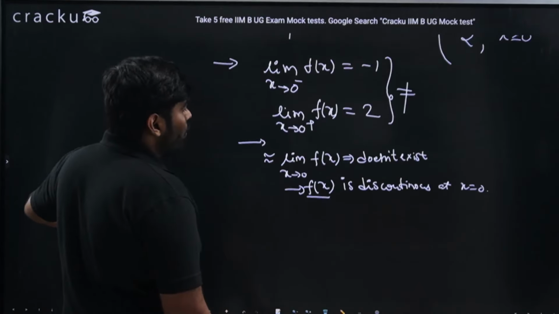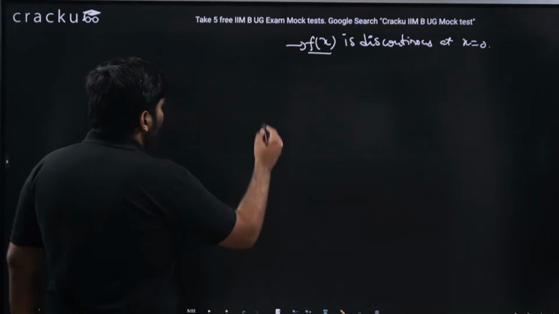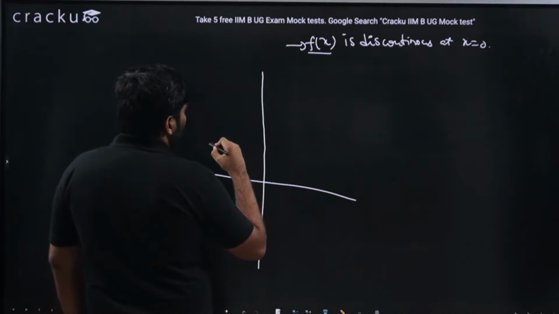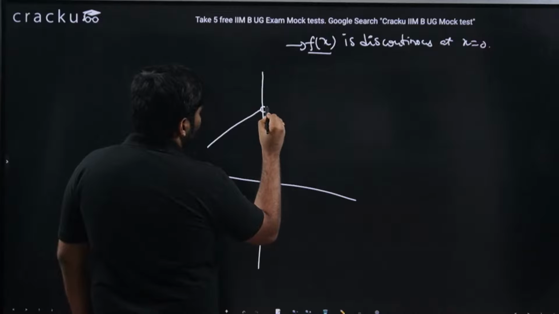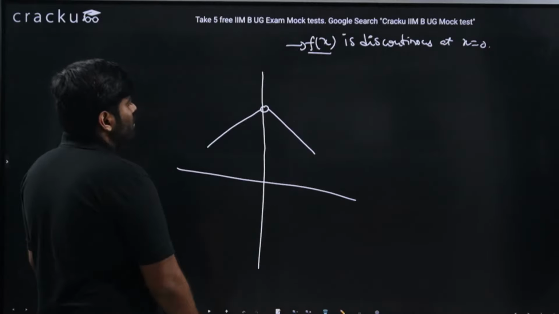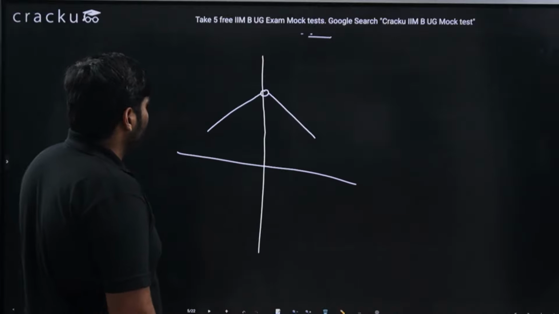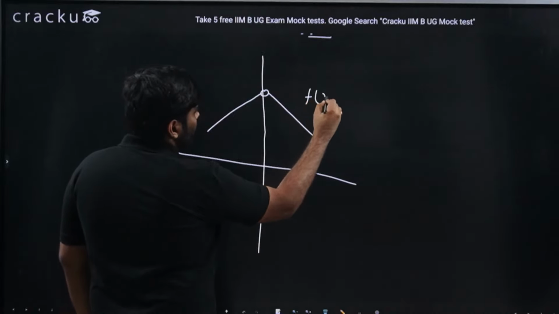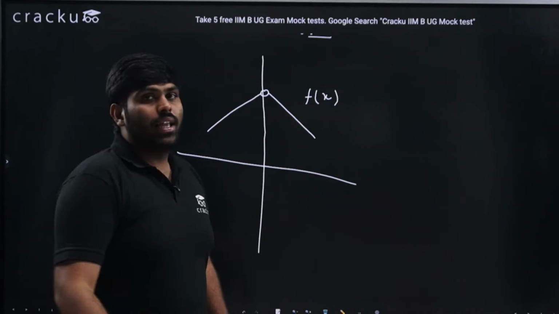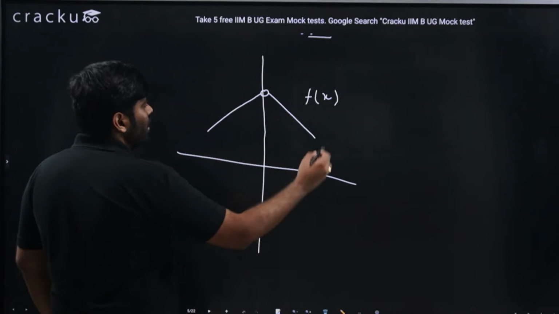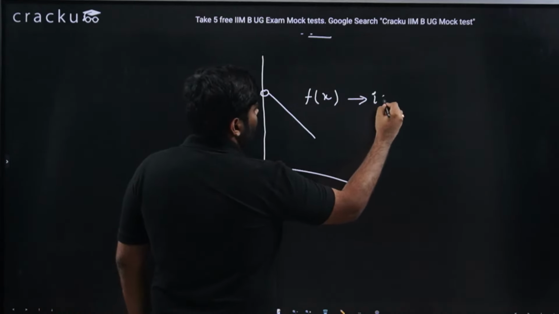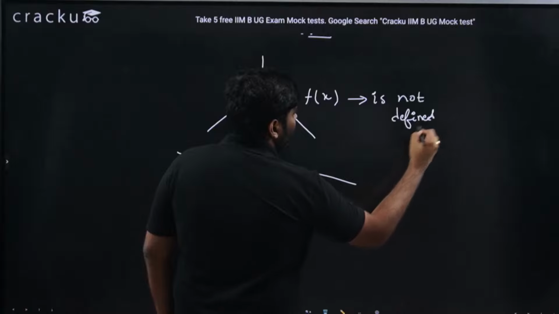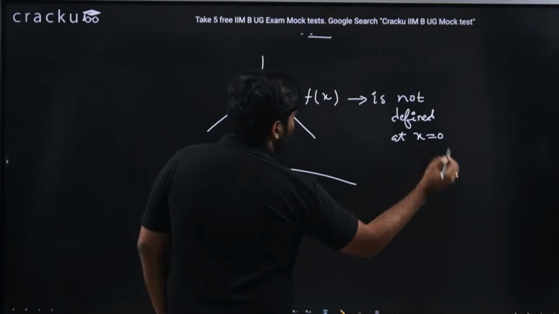This is one example. Now we can go with another example. Let's take another function. Let's say it looks something like this, with open circles. If you see here, this particular f of x is not defined at x equal to 0, because there is no x equal to 0 in the domain of this function. That is, f of x is not defined at x equal to 0, because 0 is not in the domain.